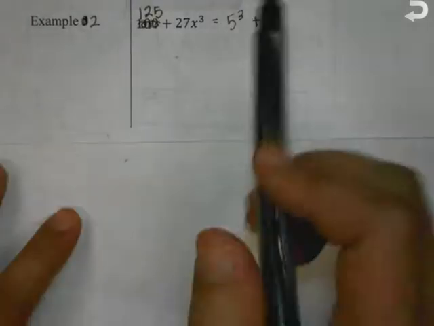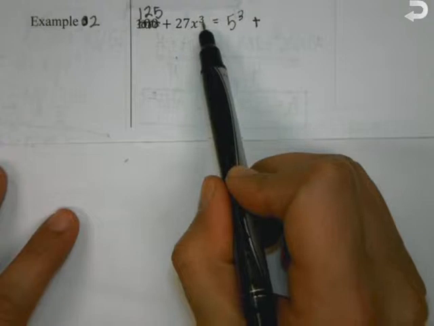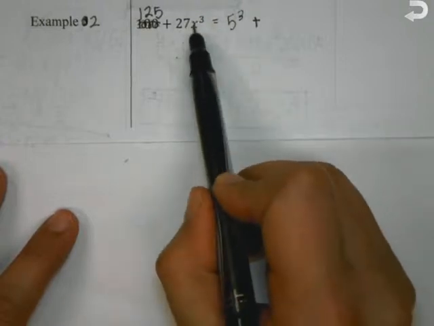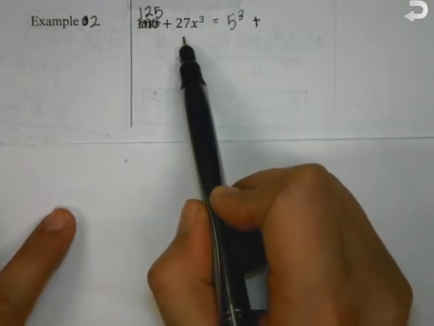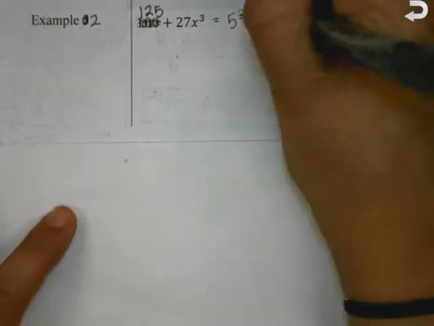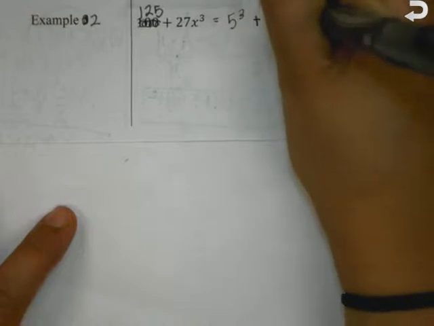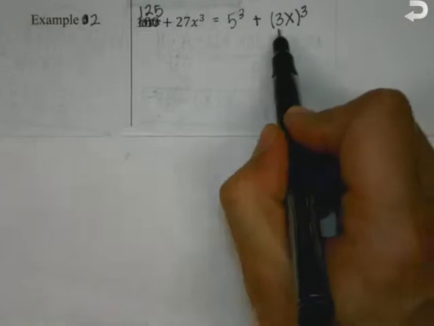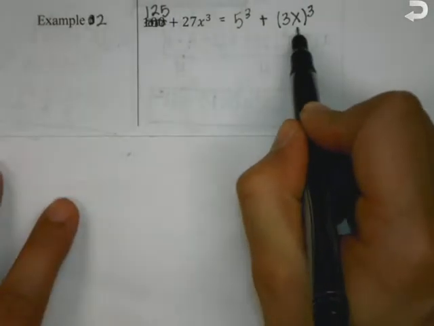And here's where I see a lot of mistakes. Students automatically think that, okay, we already have the cubed here, so our base is just 27x. Not true. How can we break that up? 3x in parentheses, all of that cubed. Okay? So you need to make sure that you are sticking the entire base in parentheses, 3x, and then raising it to the third power.